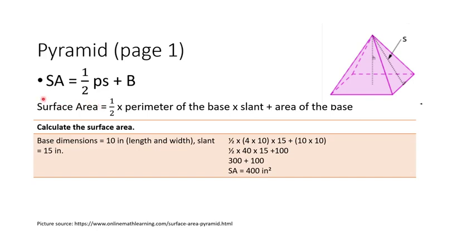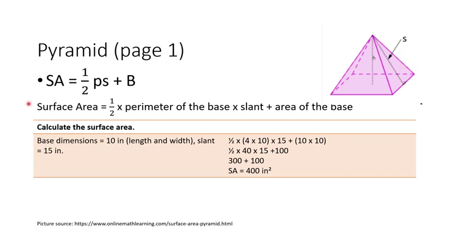The pyramid formula for surface area also uses P for perimeter of the base and B for area of the base. The S does not refer to side. Instead, it refers to the slant.